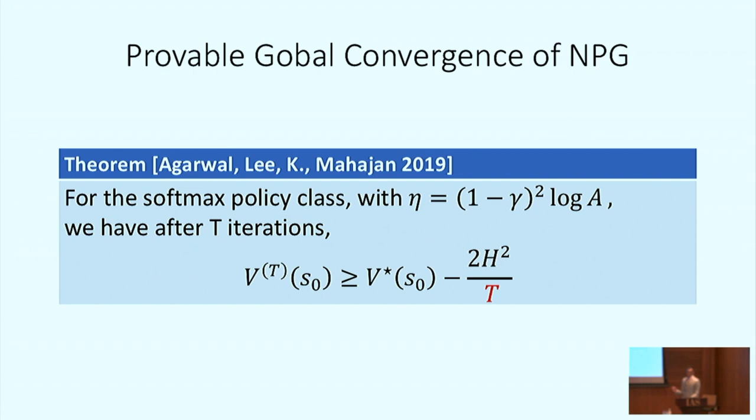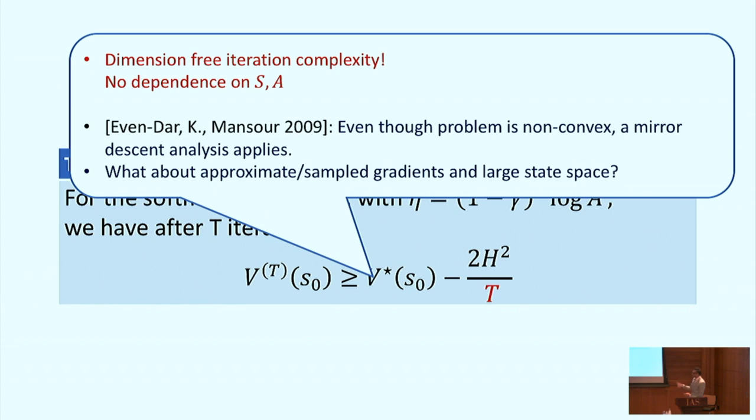It turns out that this was implicit in this earlier result due to Ayal and Yashai, that you got a worse rate. But then when we realized this, even though it's non-convex, you can apply this mirror descent analysis, and the proof is super short. And we improved the rate in this version to actually be 1 over t. So it's kind of a hidden analysis based on mirror descent.